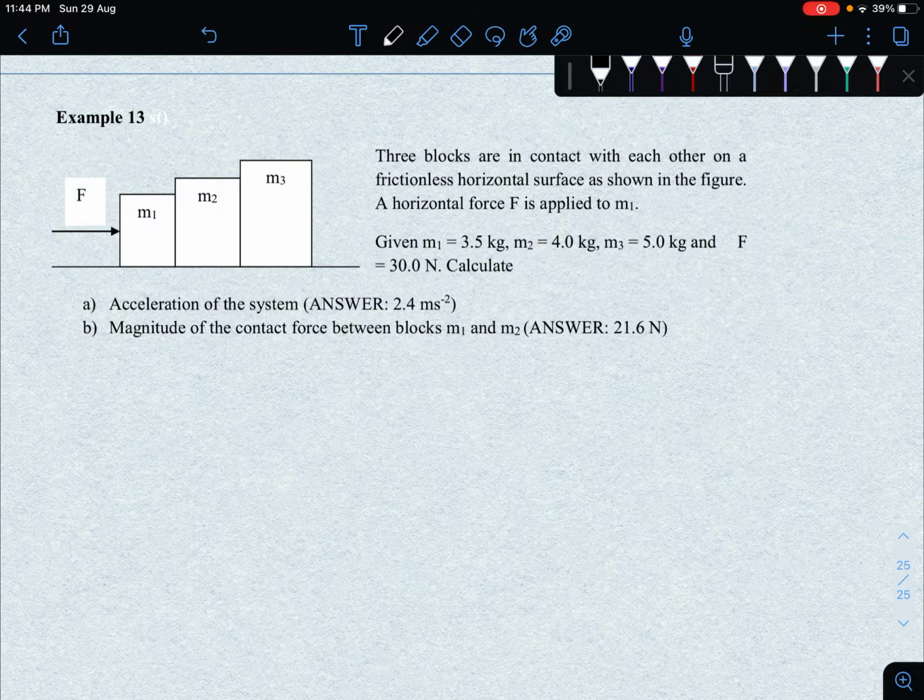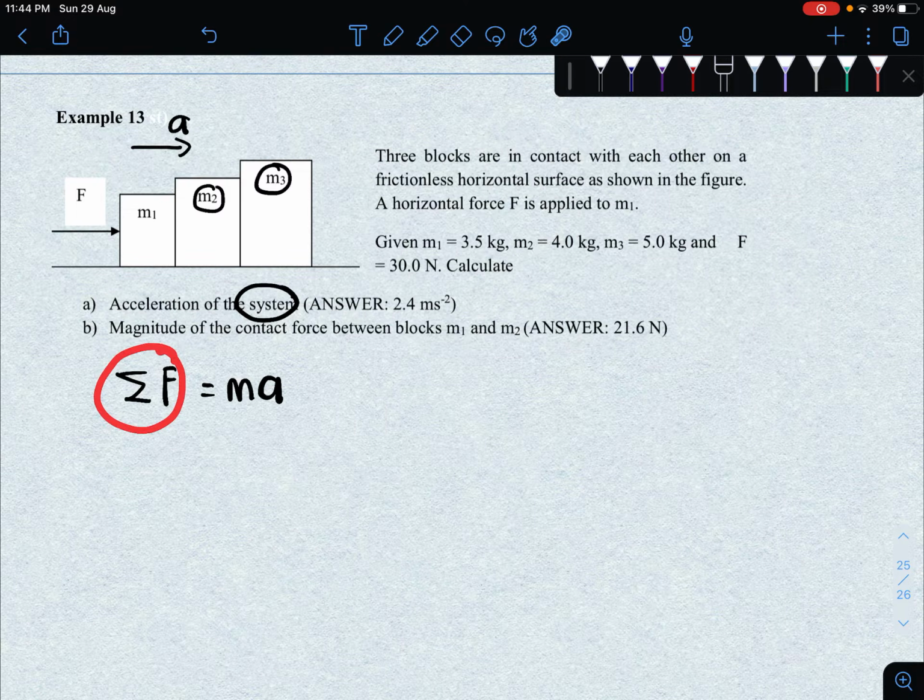Okay, so whatever acceleration that your object M1 is going to move with, the objects M2 and M3 are going to have the same acceleration sebab mereka adalah satu sistem yang sama. Okay, so according to Newton's law, summation F is equal to MA. So total force should equal to MA.